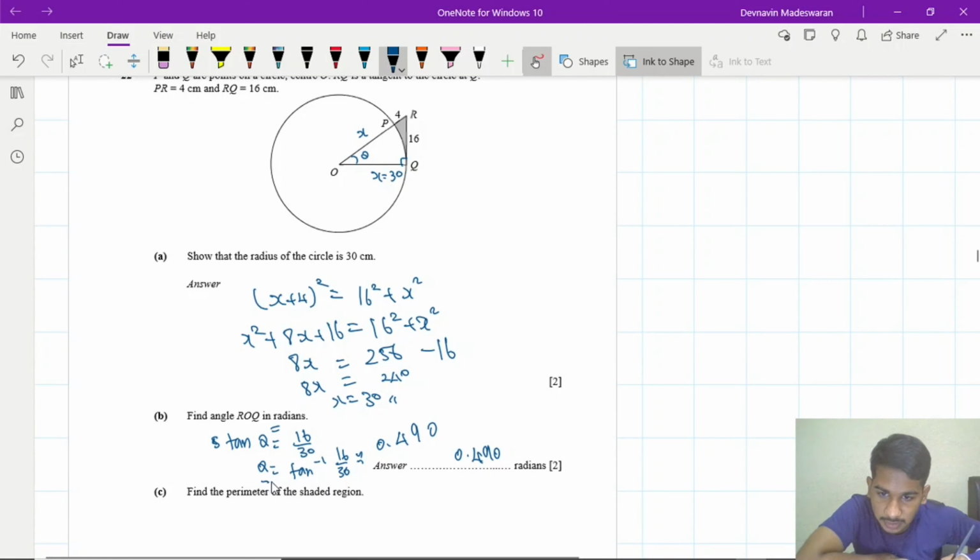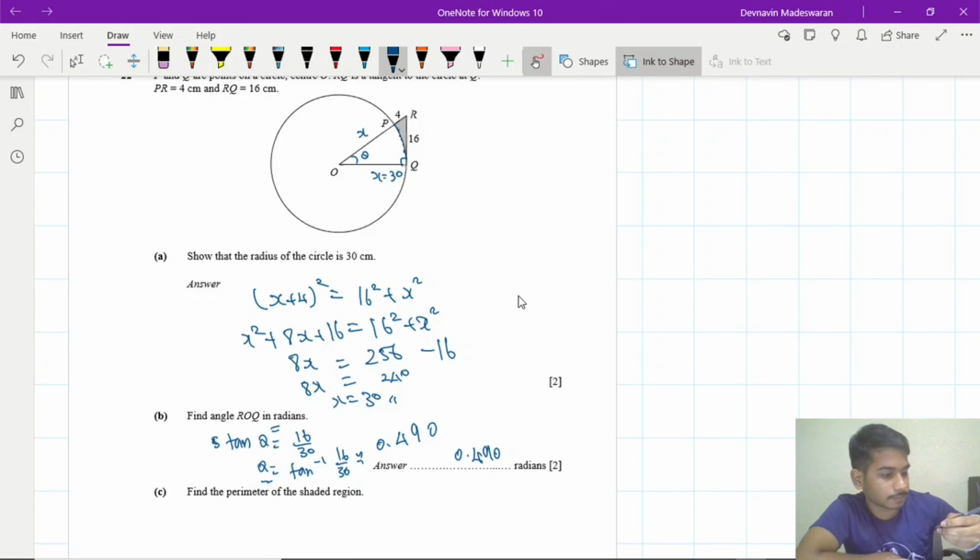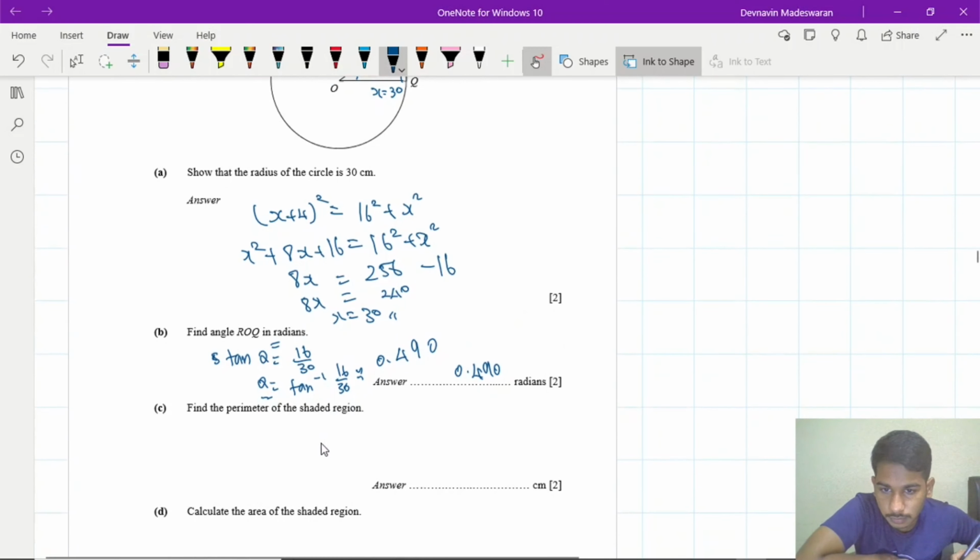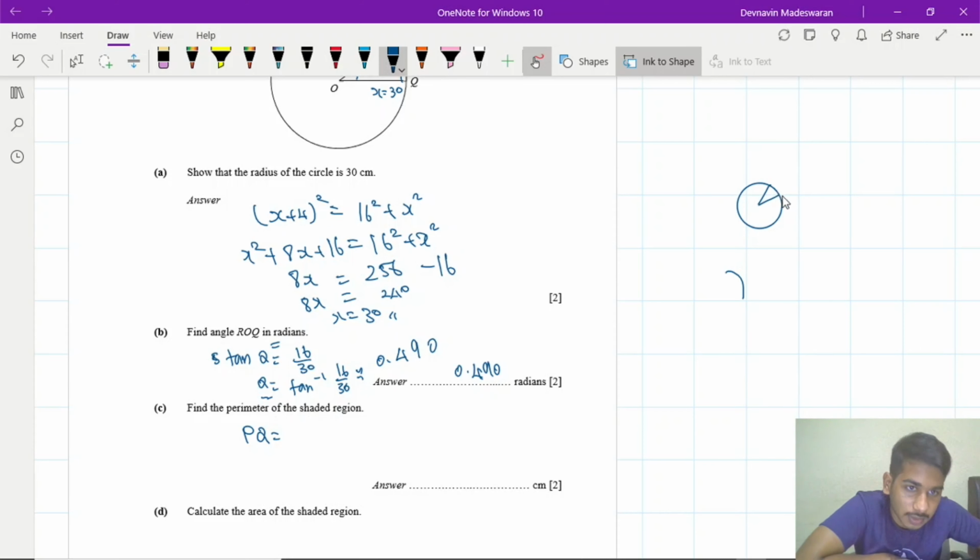Find the perimeter of the shaded region. That's why they asked us to find theta, because then we can find this arc. So what is PQ? That's what we need to find. If you have a circle and some theta, the total is going to be the circumference, 2 pi r, and then we divide it by 2 pi, the total 360 degrees, 2 pi radians, times the theta. So that's going to be r theta.